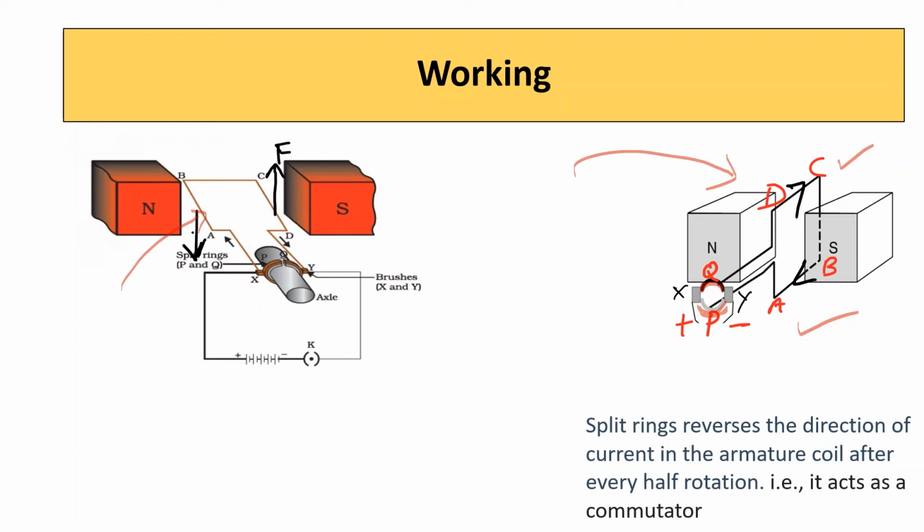The current flow is from the positive terminal of the battery to the negative terminal. The current flow in the arm CD will become in this direction. Earlier it was in the opposite direction, and the current flow in AB will become in this direction. The current flow is reversed when it reaches the half rotation. For every half rotation, the split ring will reverse the direction of the current in the armature coil. That is why we learned that as a commutator.